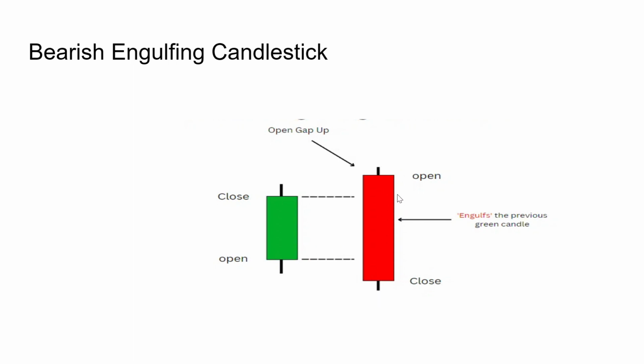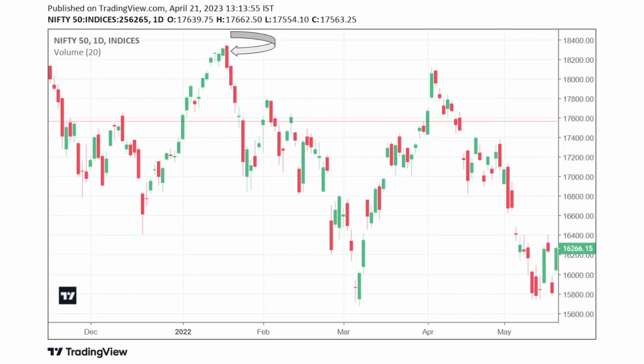When this big red candle covers the previous green candle, it indicates the selling pressure in the market. So when at the top you find this kind of pattern, then that is the signal that the trend is going to be reversed. So if you are in a buying position, then you should book your profit, or you can start your selling position by keeping the stop loss at the top. This is a multi-candlestick pattern which is formed by two candles. So let's see the example.